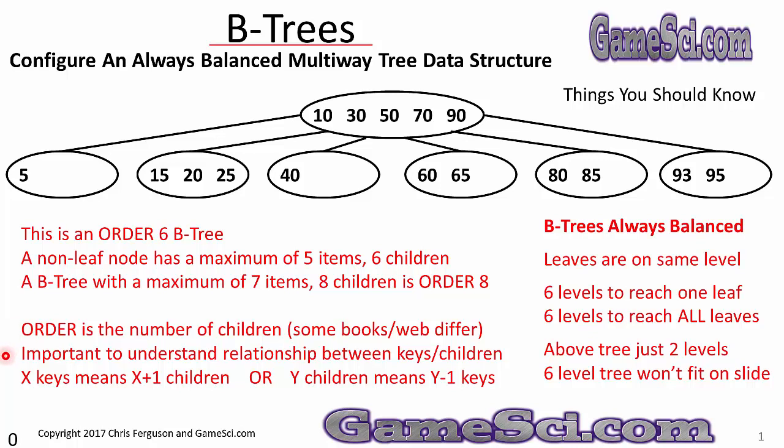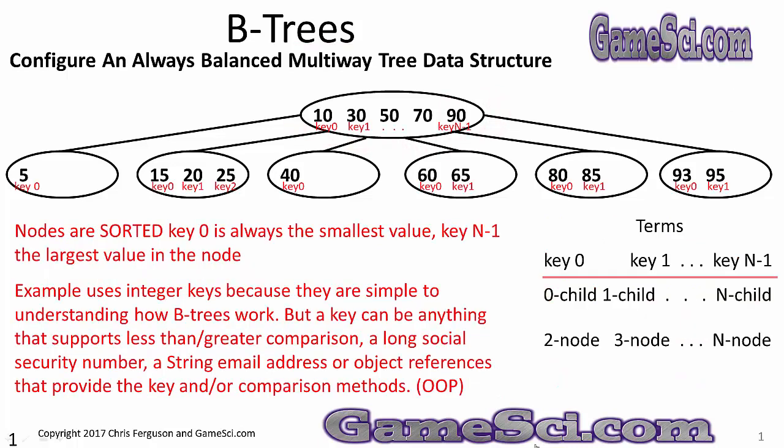It's important to understand the relationship between the keys and the children. X keys means there will be X plus 1 children. Or, looking at it the other way, Y children means Y minus 1 keys. If I have 1, 2, 3, 4, 5 keys in this node, I have 6 children attached to it. Let's look at some B tree terminology and the terms used to describe a B tree.